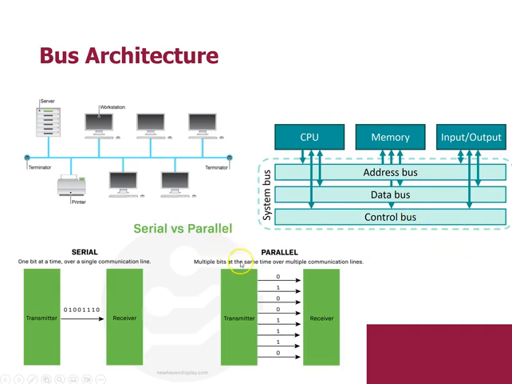Now, let's look at the two primary methods of data transmission, serial and parallel. Serial communication transmits data one bit at a time over a single communication line. Parallel communication transmits multiple bits at the same time over multiple communication lines. As you can see, serial communication is like a single lane road, while parallel communication is like a multi-lane highway.